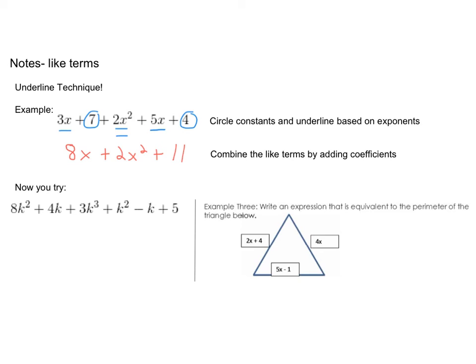All right, so I want you to pause the video and try these two problems. Use any technique that you want. This one is about perimeter, which means you are adding all the sides, so you might want to write that out before you start simplifying it. And go ahead and work on those, and you can come back and check to see how you did.